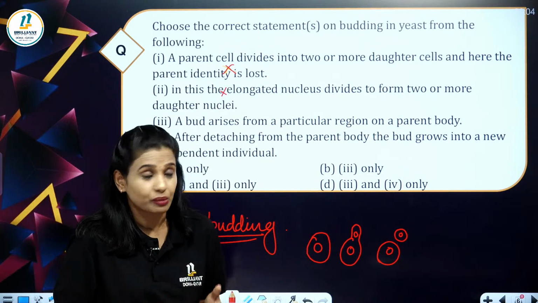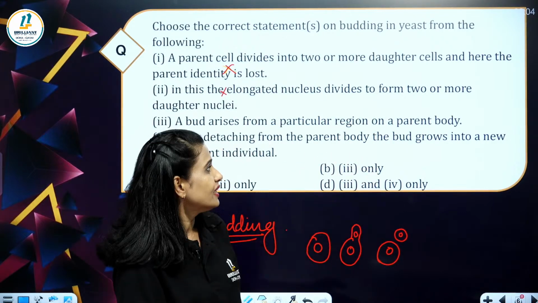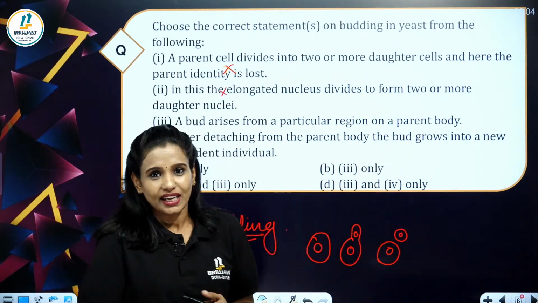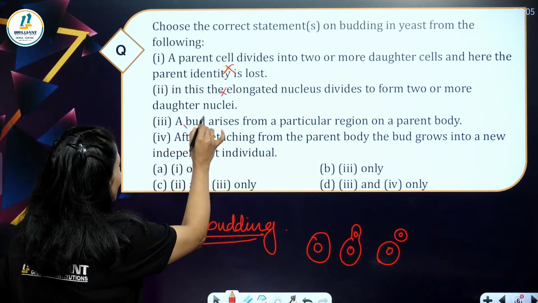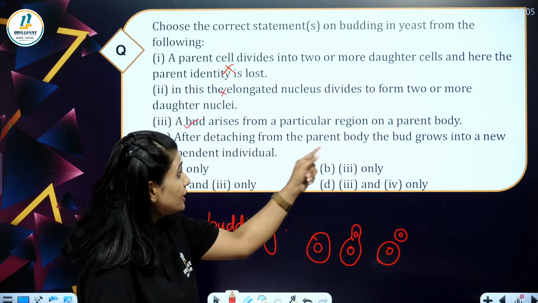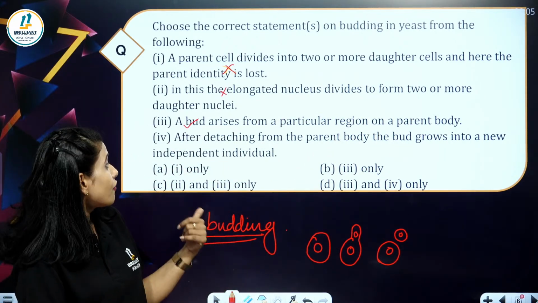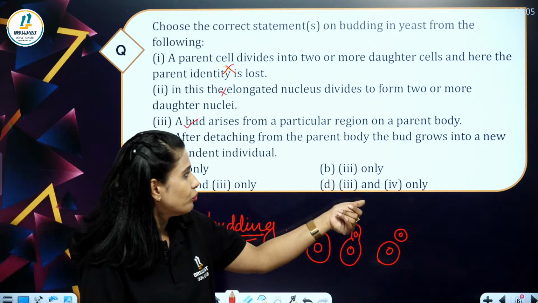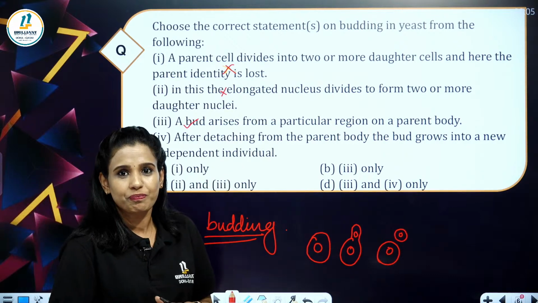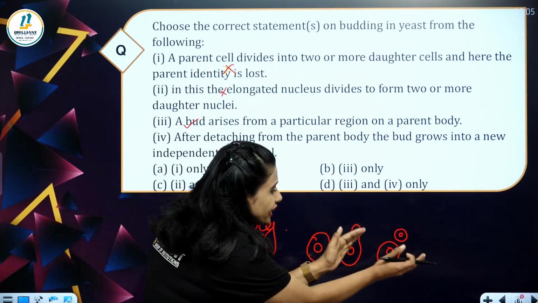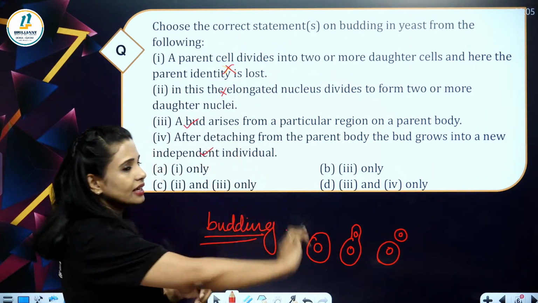Now see the third statement: a bud arises from a particular region on a parent body. Yes, it is the proper statement for budding. And see the fourth statement: after detaching from the parent body, the bud grows into a new independent individual. Yes, that is also a correct statement about budding.